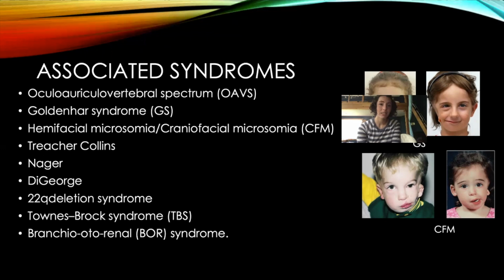So for syndromes, there are a lot of syndromes associated with microtia. The most common syndrome associated with microtia is called oculoauriculovertebral spectrum. It's the most extensively studied syndrome associated with microtia, and it's a complex heterogeneous disorder involving the first and the second brachial arch derivatives, which is what we just talked about. So this spectrum is broad, with anomalies including facial asymmetry.